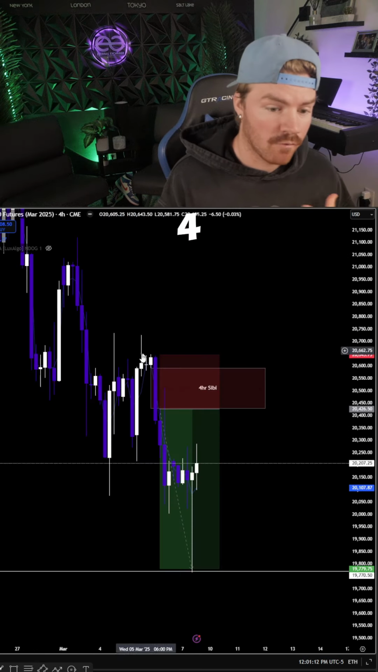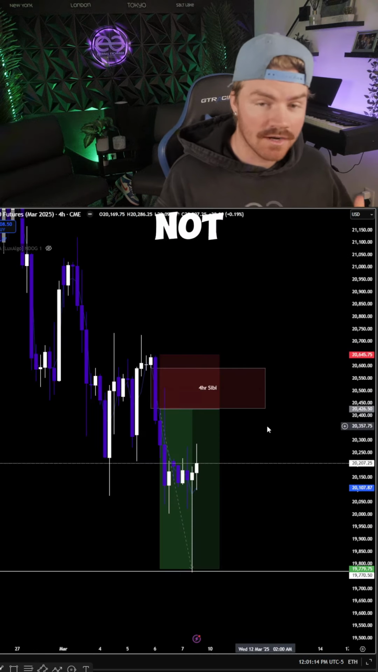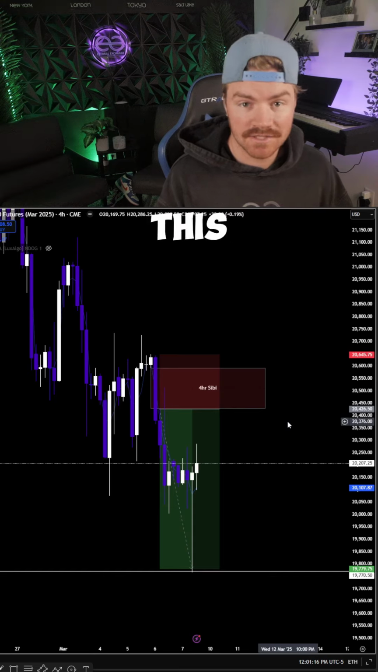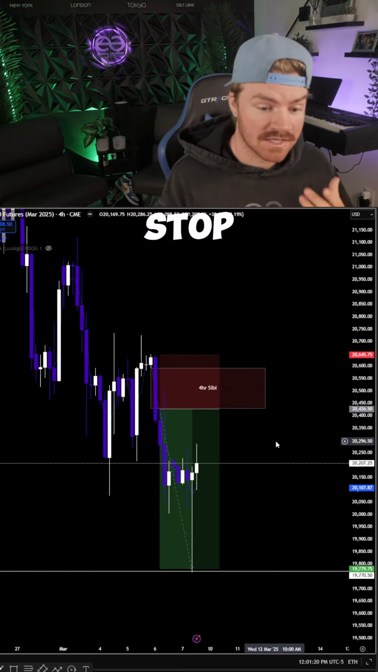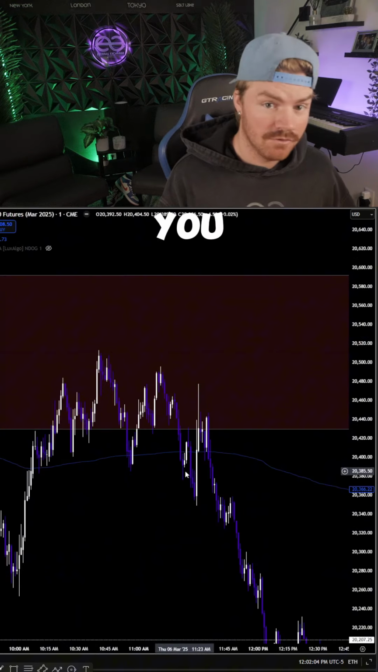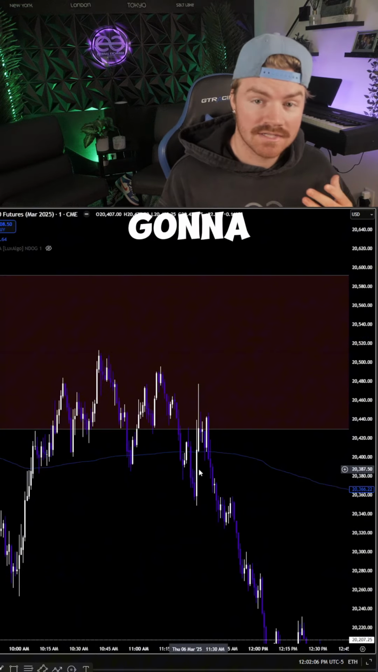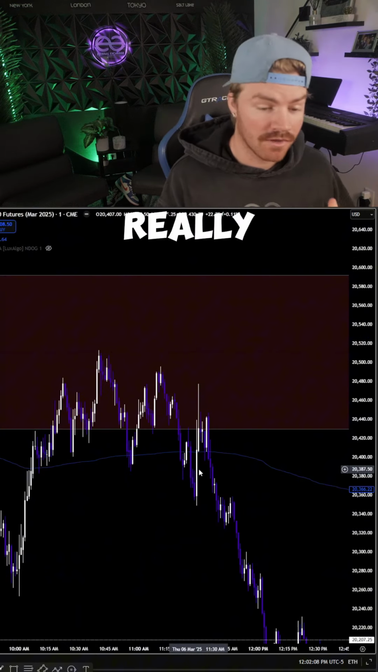Right here, we see a 4-hour bearish fair value gap. But if you're not a swing trader, there's no way you're going to be able to catch this trade with a good stop loss, because you'd have to keep over an 800 tick stop to be able to take this trade. But if you zoom into the 1-minute time frame, you're going to see a much more dialed in entry with really good risk to reward.